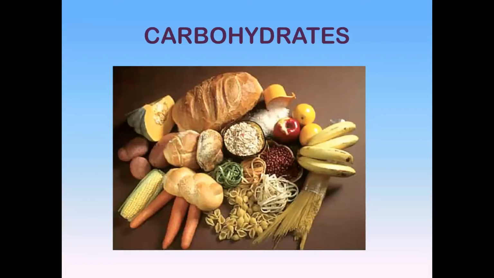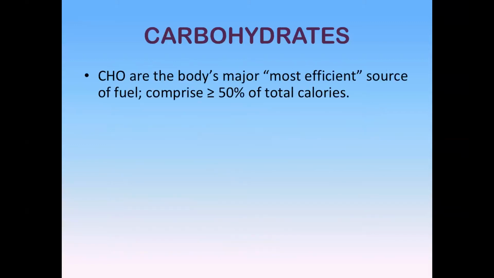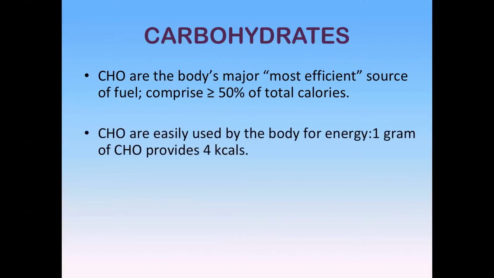To start with the carbohydrates, we know that carbohydrates are the body's major, the most efficient source of energy, and they should comprise around 50% of our energy intake throughout the day. Carbohydrates are easily used by the body for energy because they're readily available. A gram of carbohydrate provides us with 4 calories. So, for example, if you have something with 20 grams of carbohydrate, this will provide you with 80 calories in total only from carbohydrates.